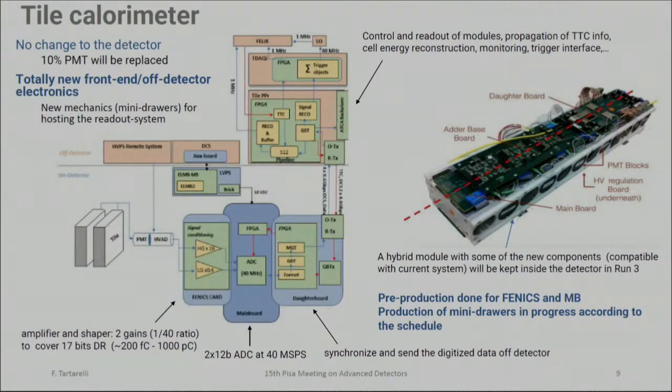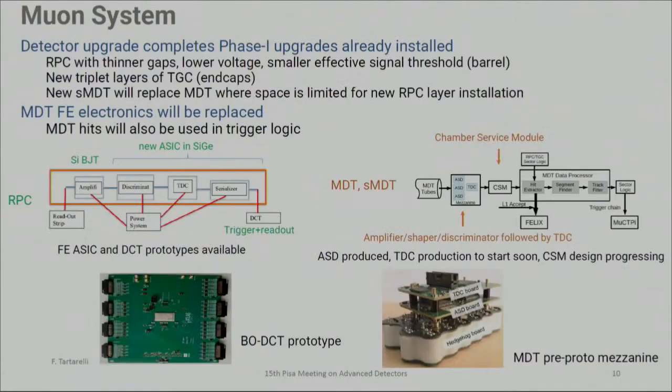And then there is this board here that synchronizes the data and sends the data off detector, where there is a processing board that controls and reads out the modules, propagates the TTC info, and does cell energy reconstruction and monitoring. A hybrid module has already been built with some of these components and will be kept inside the incoming run. For the rest, the pre-production of this board here and of the motherboard has been done, and also the mini drawer production is going on according to the schedule.